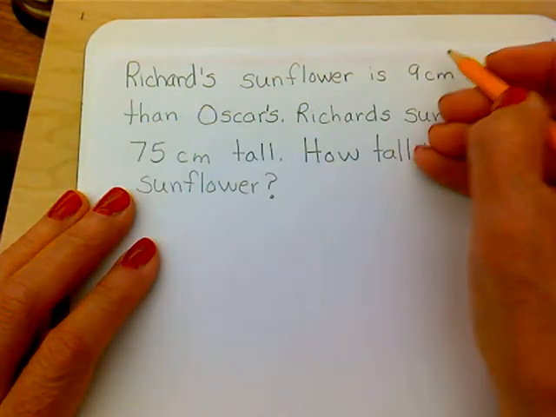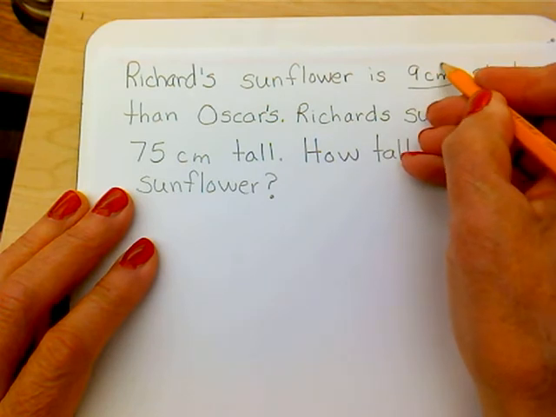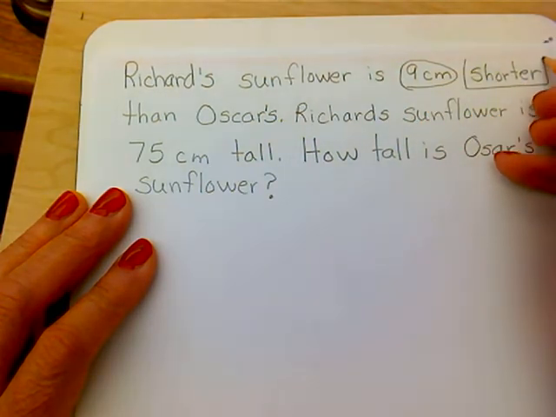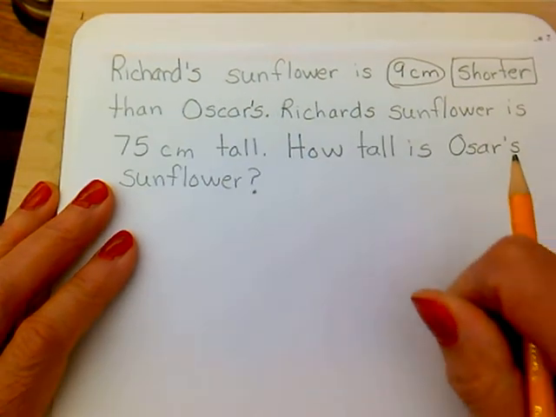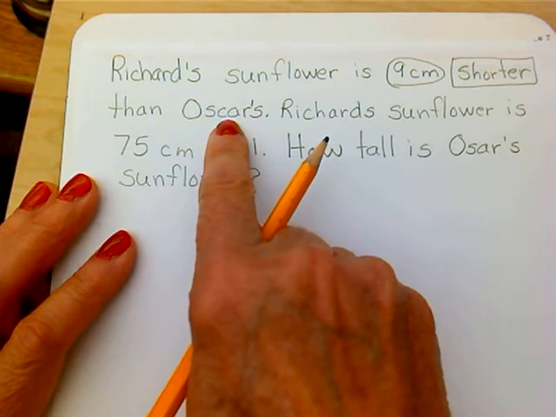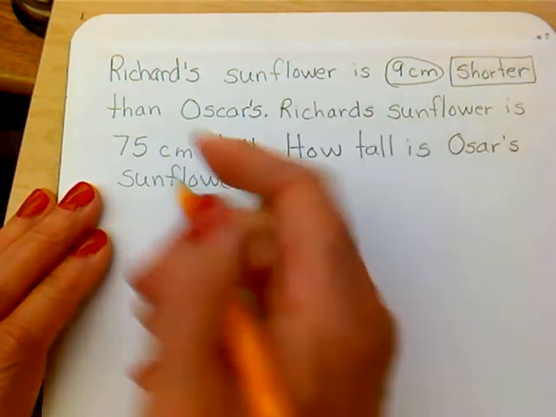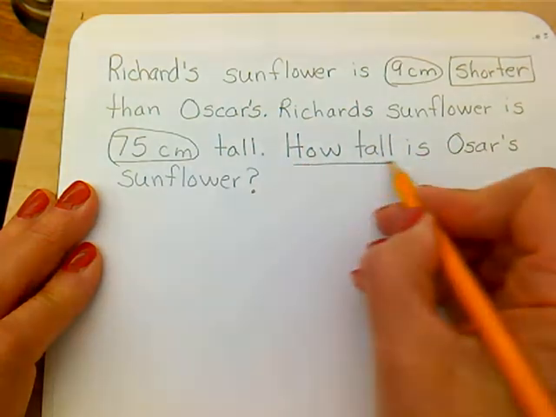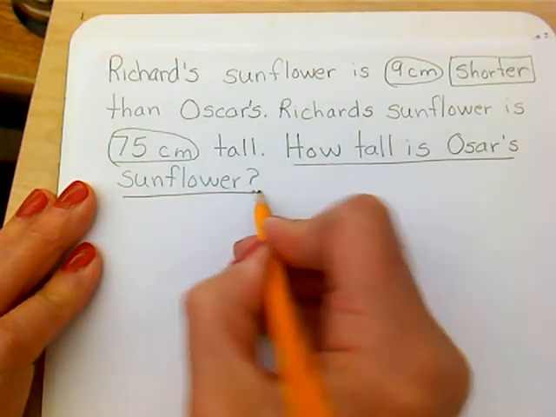So Richard's sunflower is 9 centimeters. I'm circling the numbers and boxing the keyword. Shorter would be an important keyword here. Richard's sunflower is 9 centimeters shorter than Oscar's. Richard's sunflower is 75 centimeters tall. How tall is Oscar's sunflower?